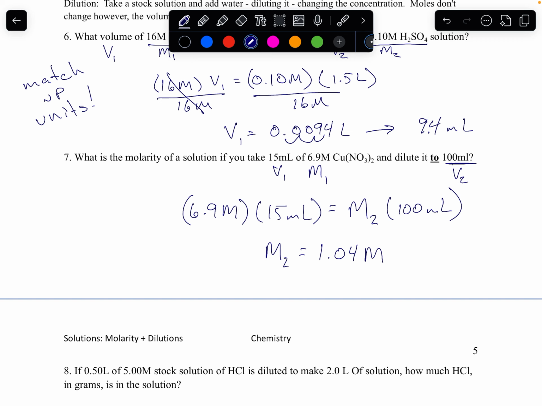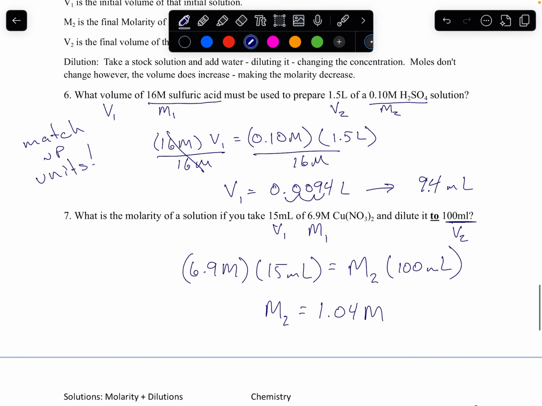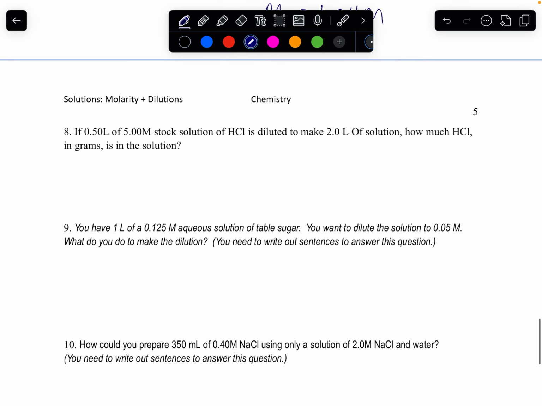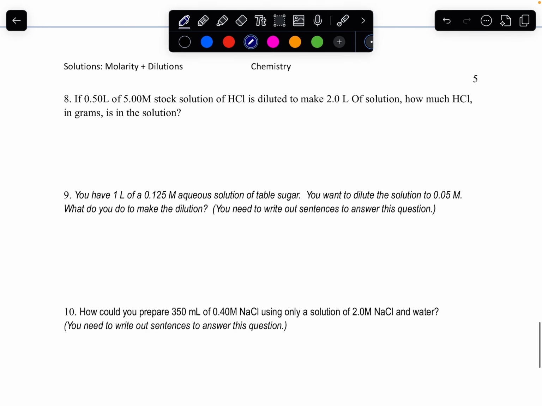So we can use this equation to find out how much volume I need to make a solution, like we did in number 6. I can also figure out the new concentration of a solution, like we did here in number 7. Let's do one more together, and then you guys can practice a couple of these, try them out on your own. On the next page, we have number 8.